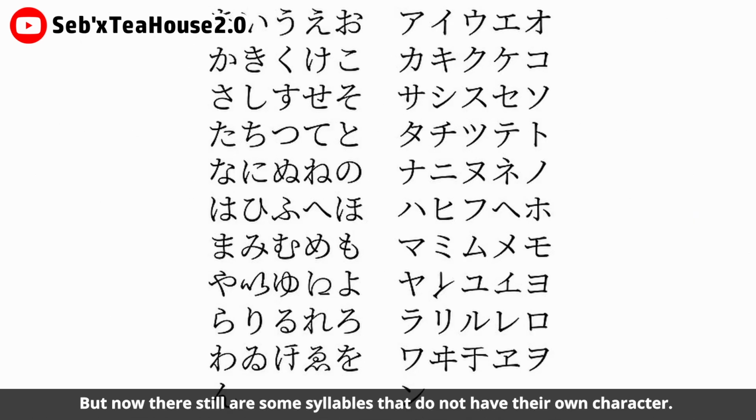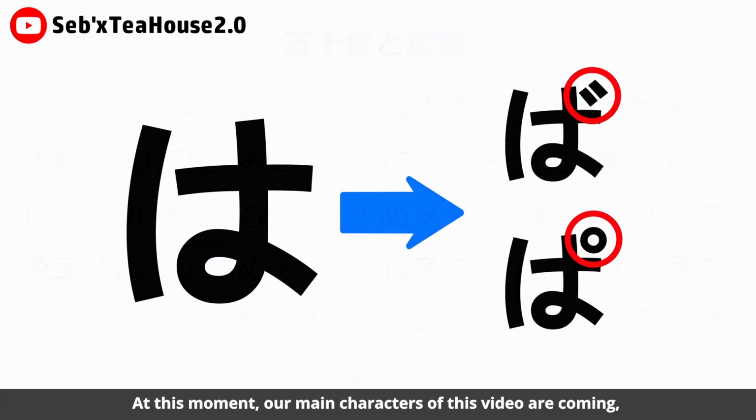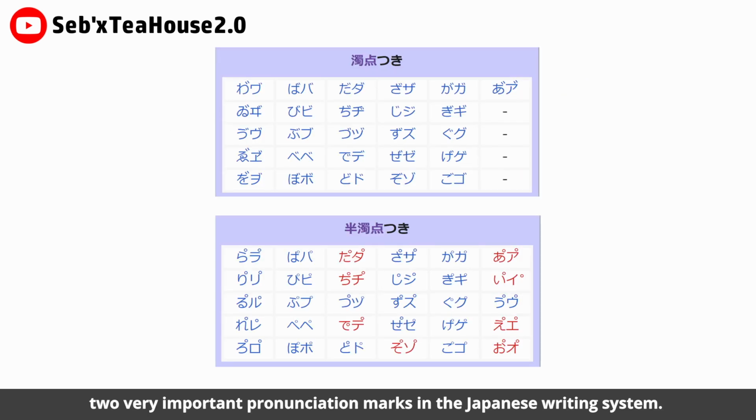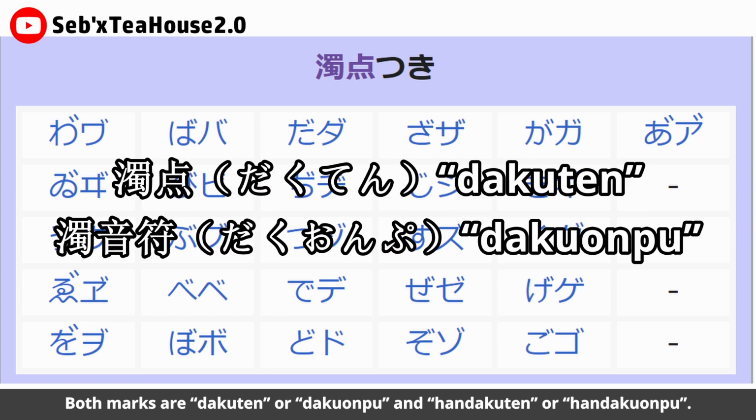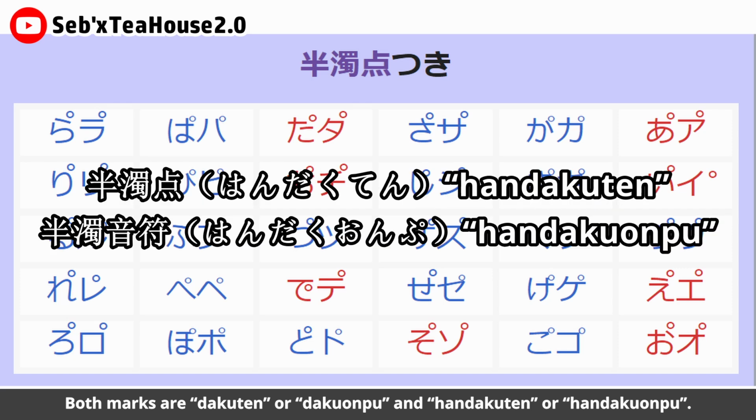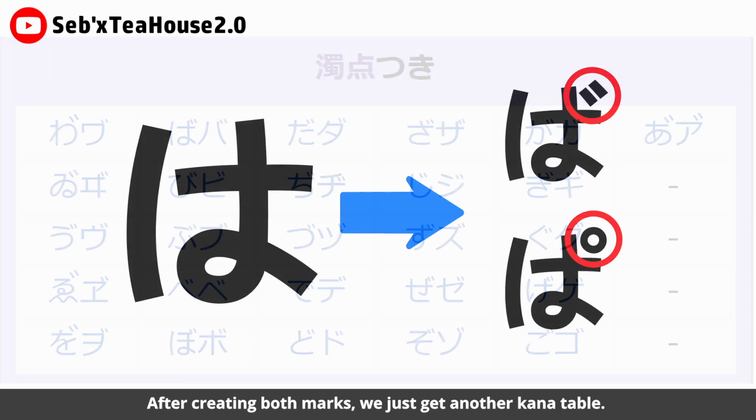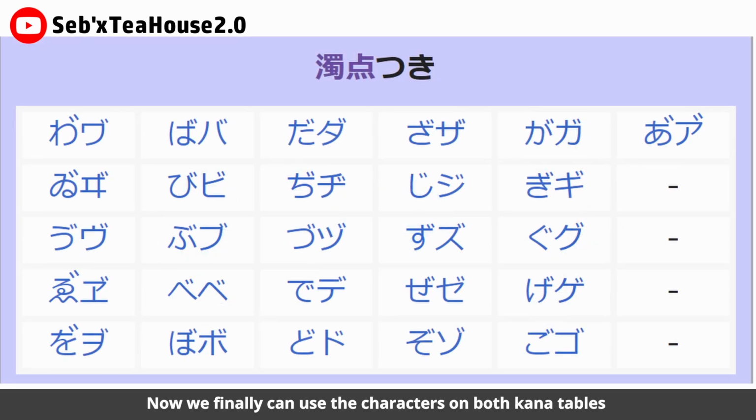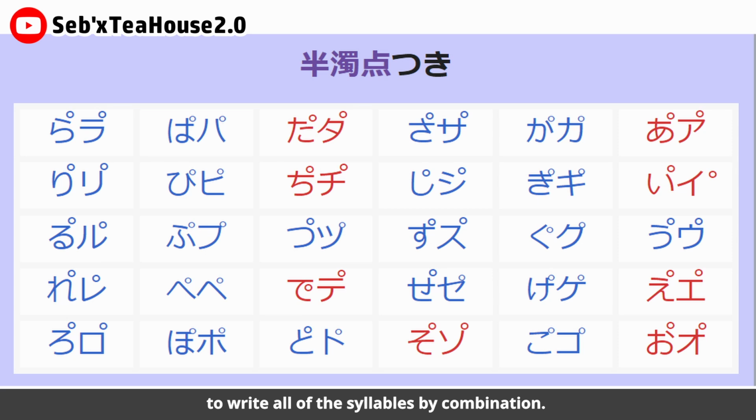But now, there still are some syllables that do not have their own character. At this moment, the main characters of this video are coming: two very important pronunciation marks in the Japanese writing system. Both marks are dakuten, or dakunpu, and handakuten, or handakunpu. After creating both marks, we get another kana table. We can finally use the characters on both kana tables to write all of the syllables by combination.